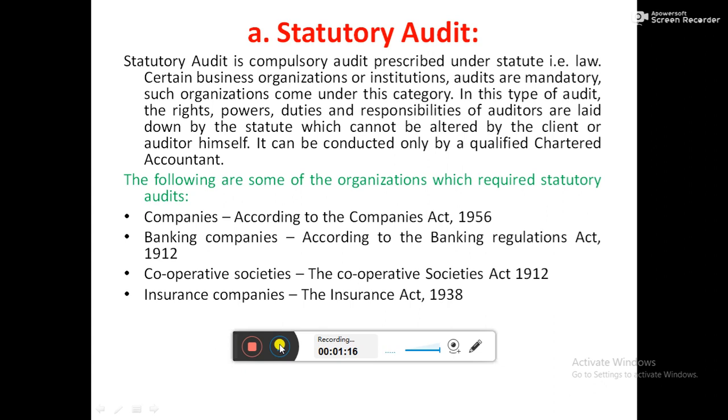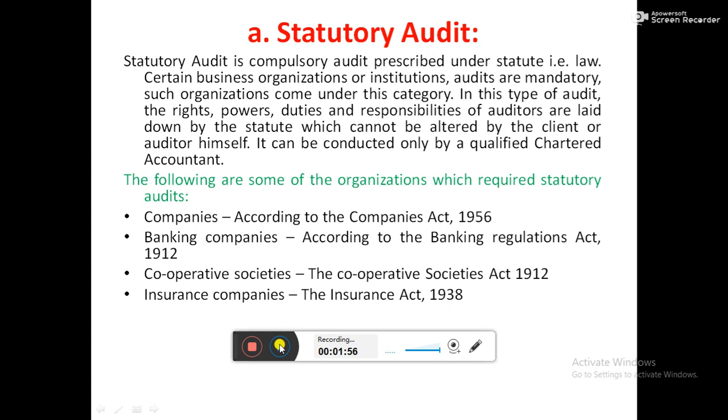Statutory audit is compulsory audit prescribed under statute or prescribed under any law. Certain business organizations or institutions, audits are mandatory. Such organizations come under this category. In this type of audit, the rights, powers, duties, and responsibilities of auditors are laid down by the statute or by the law, which cannot be altered by the client or auditor himself. It can be conducted only by a qualified chartered accountant.